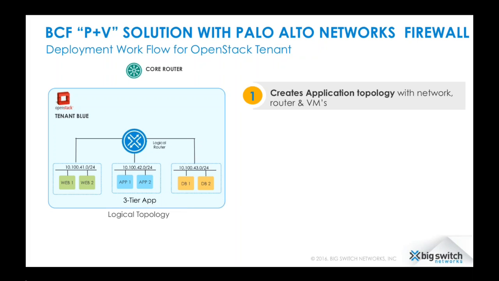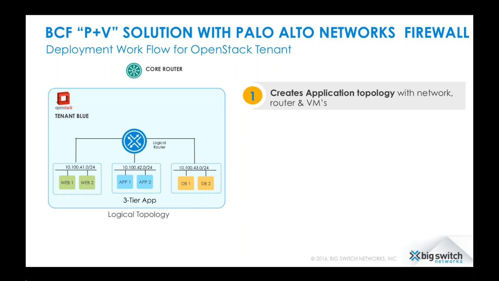Now, if he needs to connect to the internet or external world, he has two options. The first option is to connect the logical router directly to the provider network, in which case you would not have a firewall in your application topology. Essentially, you will be dependent on the data center edge firewall to protect your application from external or internal threats.